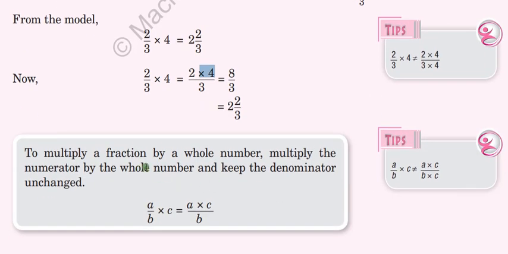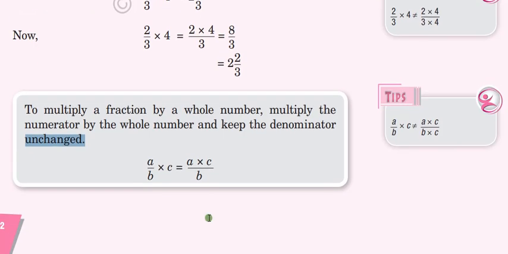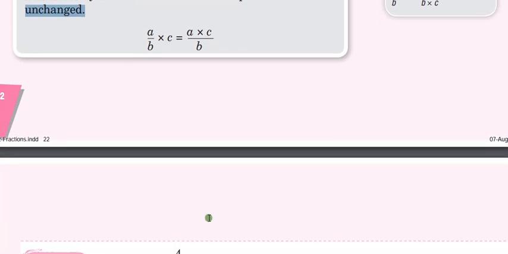Now, to multiply a fraction by a whole number, we multiply the numerator by the whole number, keeping the denominator unchanged. That's a very important point. So, a by b multiplied by c, then a multiplied by c upon b. The c will not get multiplied by the denominator. That's a very important point. The denominator is unchanged.